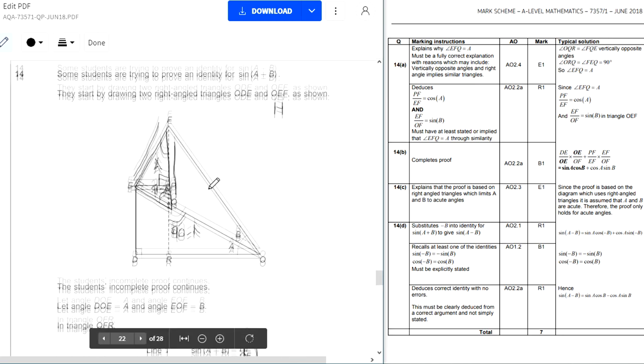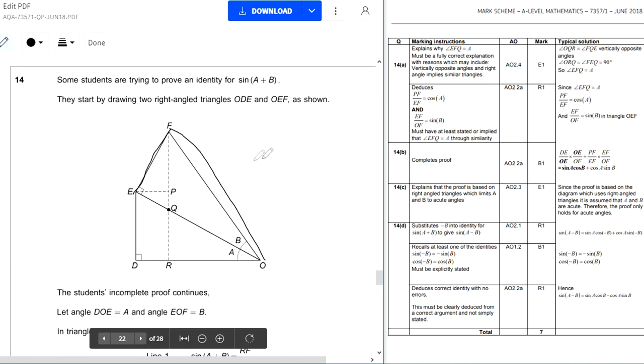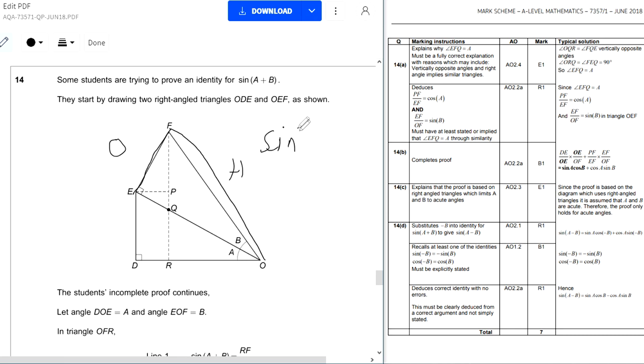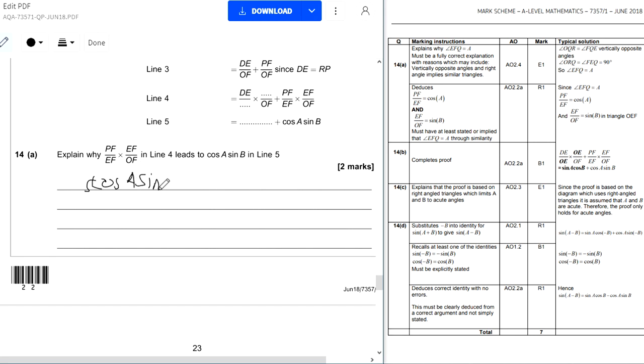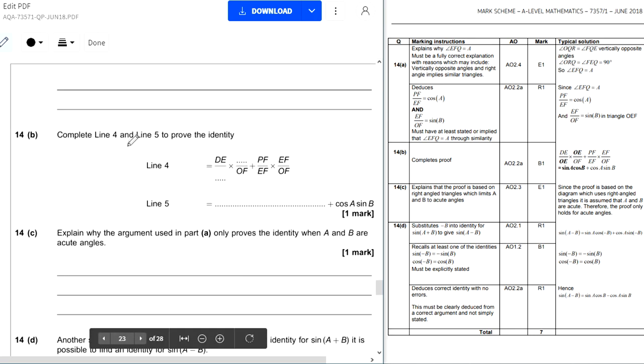So EF over OF. Okay, this one's a bit easier because that's literally hypotenuse, that's opposite. Sine B equals opposite over the hypotenuse, which is EF over FO or OF. So there we go, it's cos A sine B. Complete lines 4 and 5 to prove the identity.